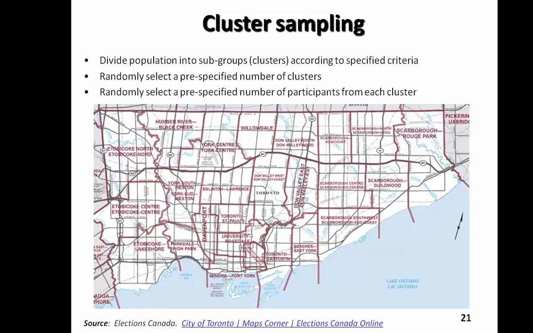And so this is a map of the political ridings federally in the Toronto area. And so if a political consultant were interested in voting preferences prior to an election in Toronto, they would divide the area, the city, into these predetermined clusters according to federal ridings, and then randomly select a number of these ridings, and within each riding randomly select the residents to participate in a phone survey.